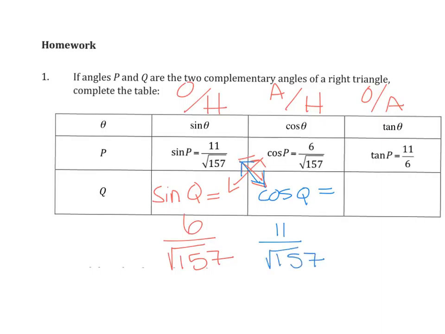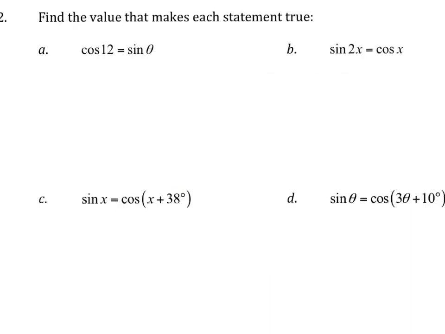And we know that the tangents of the complements is the reciprocal. So tangent of Q is equal to 6 over 11. So we need to find a value that makes each statement true. So cosine of 12 degrees is equal to sine of 90 minus 12. So cosine of 12 is equal to sine 78.